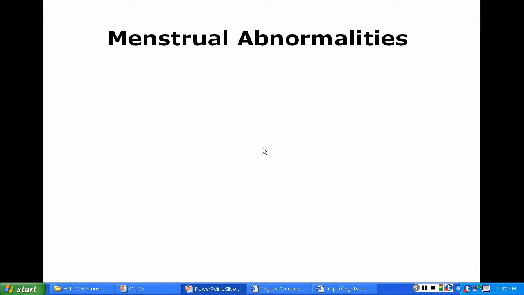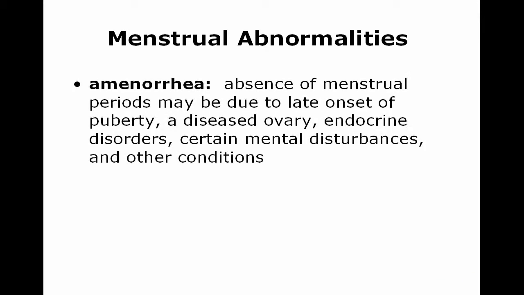This is part 3 of Chapter 12, Diseases and Conditions of the Reproductive System. And we begin here talking about the female reproductive diseases, and there are many abnormal conditions and disease conditions of the female reproductive system to describe here.